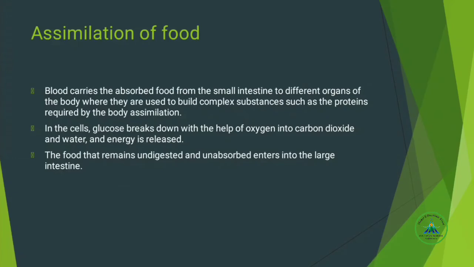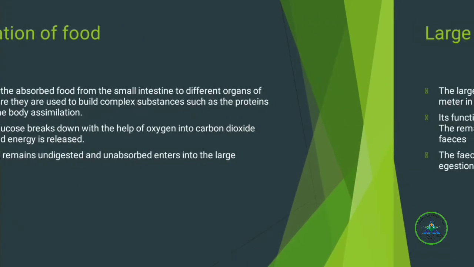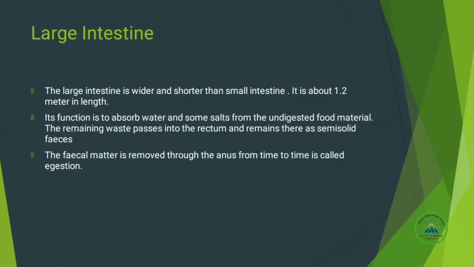Assimilation. The food that remains undigested and unabsorbed enters the large intestine. Now, large intestine. It absorbs water and salt from the undigested food. The remaining waste passes into the rectum as semi-solid feces. These are removed through the anus from time to time. This is called egestion.